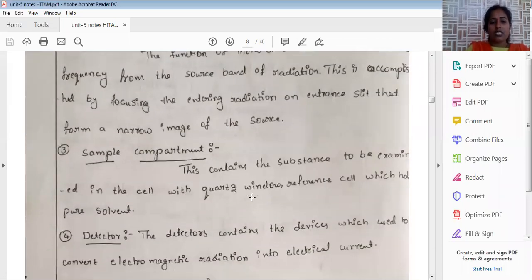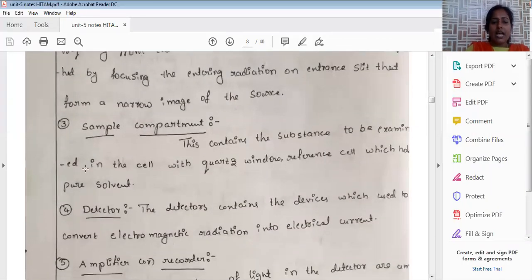Next is the sample compartment, which contains the substance to be examined. We have to pour our sample into this compartment. It is a cell made of a quartz window. In the reference cell we take the pure solvent, whereas in the sample cell we take the sample dissolved in a suitable solvent.